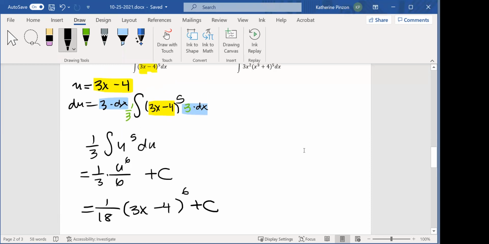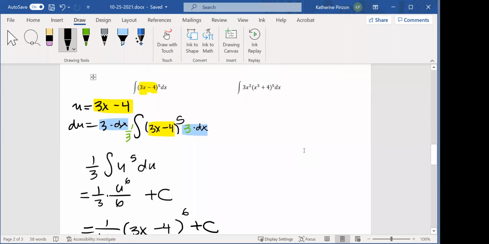Okay, I gotta scroll back up because my problem's up here. Okay, 3x squared times x cubed plus 4 to the 5th. What would you pick as the inside function here? That's x to the 3rd plus 4. Yeah. So remember your inside functions: stuff raised to powers, stuff in square roots, stuff in the denominator, stuff inside sines and cosines. Those are the inside pieces.